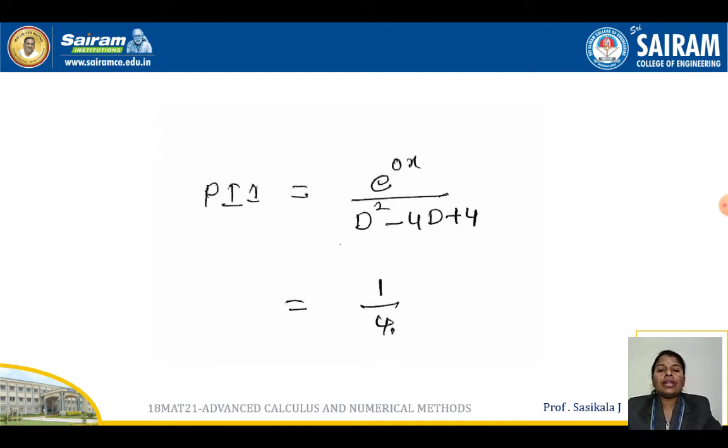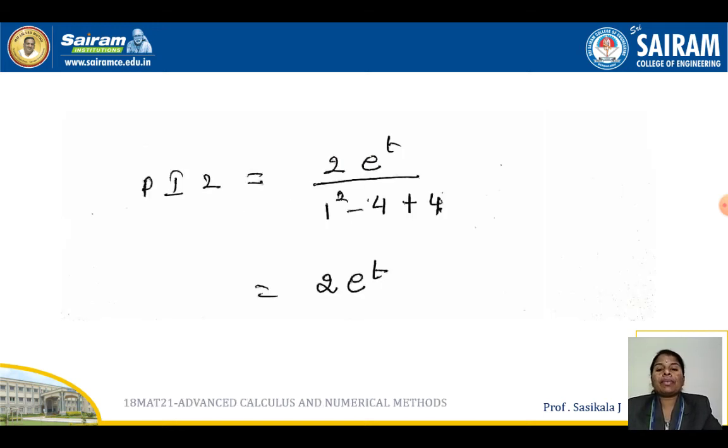The first one is replaced by a constant. So what you have to do? You have to write e to the power of 0x, because it is supposed to be 1, right? e power 0x will go for 1. So you have only the exponential method, because the remaining two methods, trigonometry and polynomial, we can't use. For that reason I have chosen exponential. As per the exponential method, D is supposed to be replaced by a, which is 0 here. So 0, 0. So I will get 1 by 4. It's clear now?